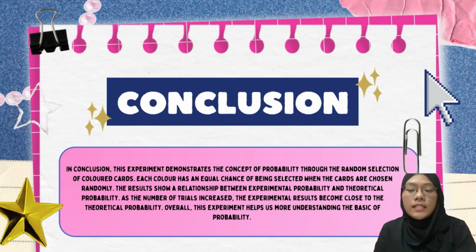In conclusion, this experiment demonstrates the concept of probability through the random selection of color cards. Each color has an equal chance of being selected when the cards are chosen randomly. The results show a relationship between experimental probability and theoretical probability. As the number of trials increases, the experimental results become closer to the theoretical probabilities. Overall, this experiment helps us understand the basics of probability. That's all from us. Thank you.